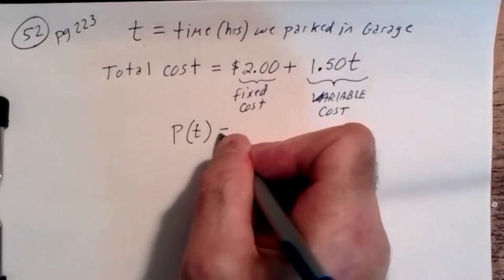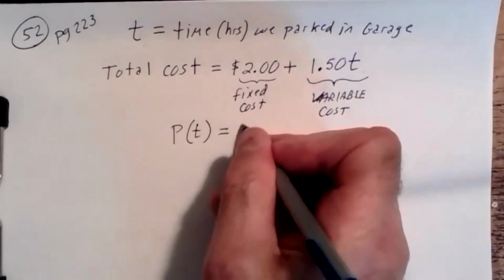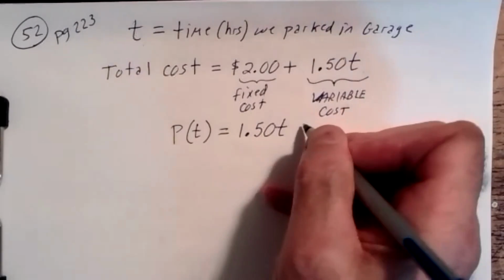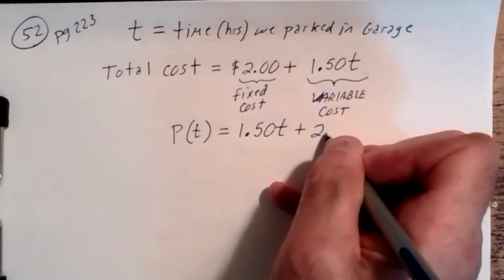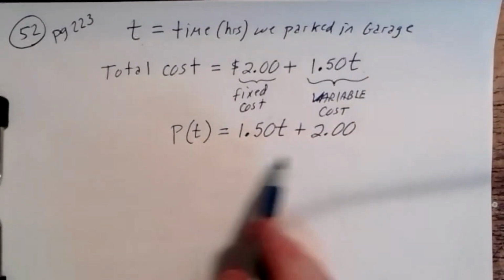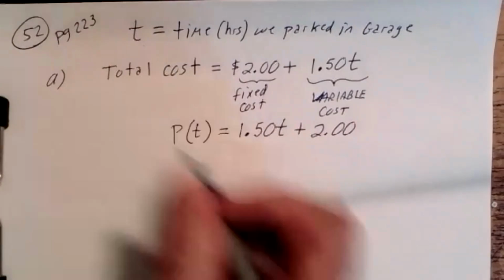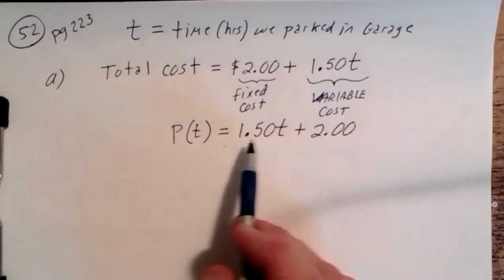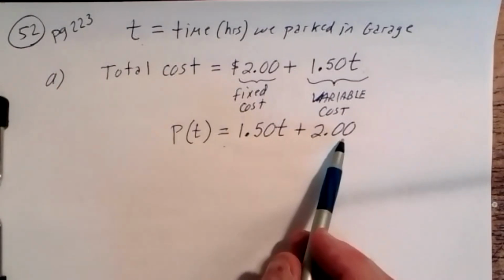Ladies and gentlemen, flipping these terms around, I have modeled the cost of parking in this garage according to a linear function. You are looking at that linear function. This is your answer for part A of that question. We have modeled the total cost of being in that garage for T hours according to a linear function.